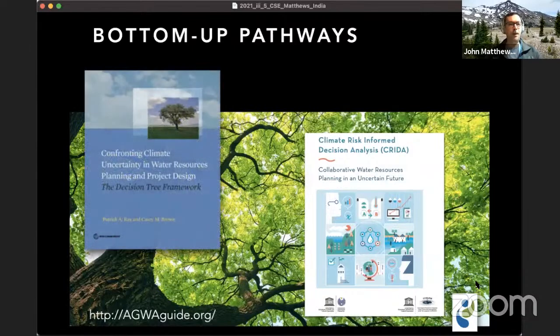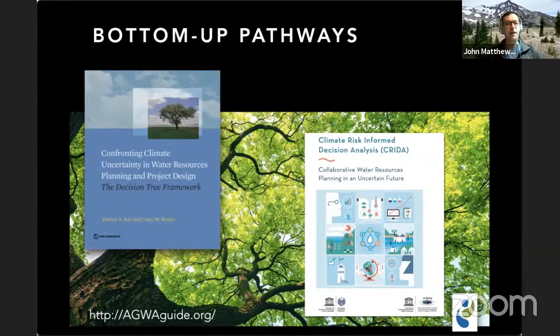Now, bottom-up pathways have been actively translated into decision support systems for water decision-making in a number of areas and by a number of institutions. On the left is a publication that came out in 2015. It was supported by Agua at the World Bank, by Patrick Ray and Casey Brown, two North American engineers. The World Bank has a very large water investment portfolio. It's around 25 billion US.